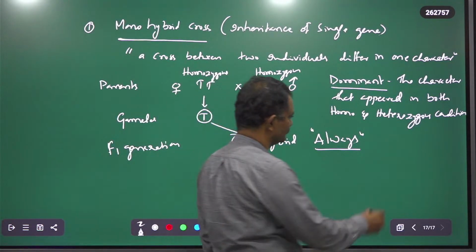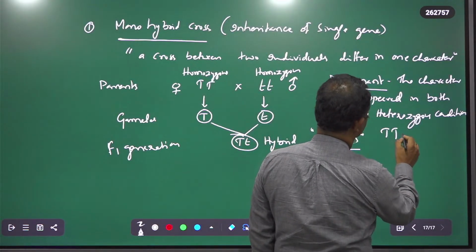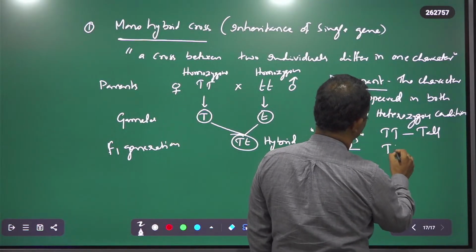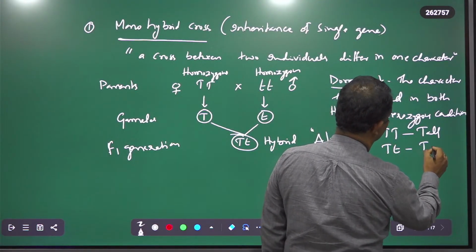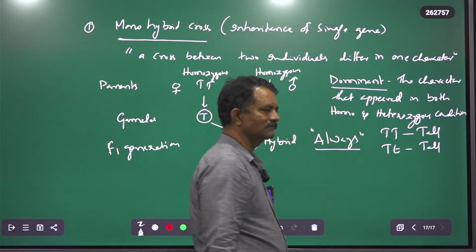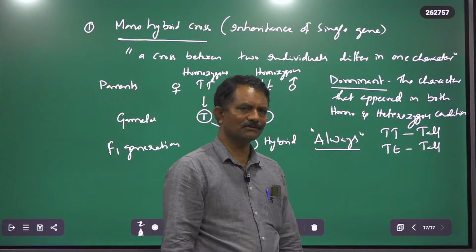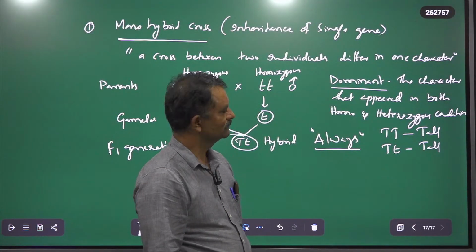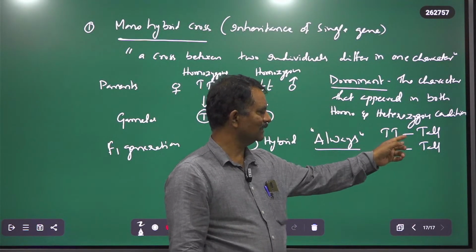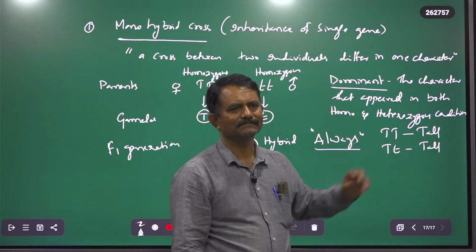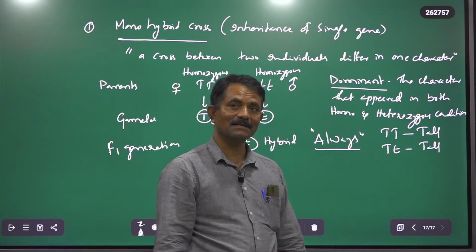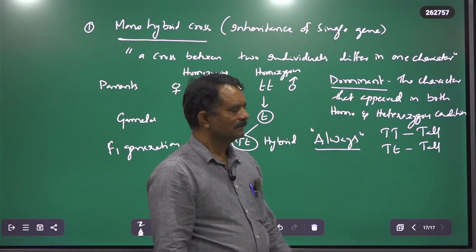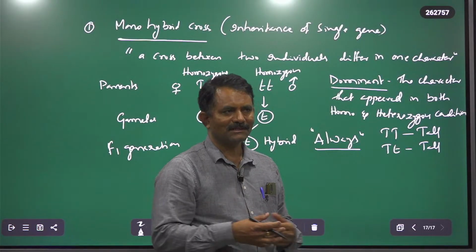So for example, capital T capital T, we see tall. Capital T small t, we also see tall. Capital T is the genotype, and the phenotype we see is tall. Capital T, small t is also expressed as tall, because here capital T is dominant over small t.